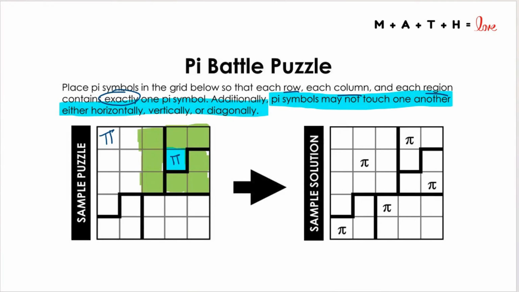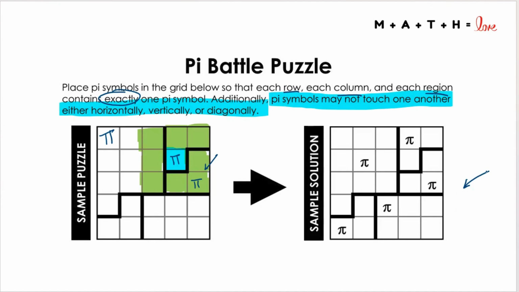Now you'll notice this presents a problem, because if I put a pie symbol here and all these squares are ruled out, this region is left out. This region would have no pie symbol. If I put a pie symbol in one of the squares of this region, I would be violating the second rule. So if you look here, this is what a proper solution looks like.